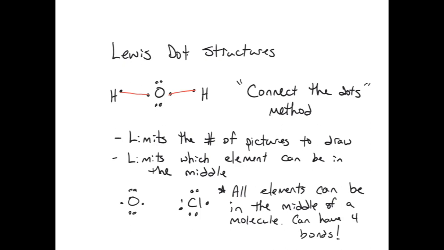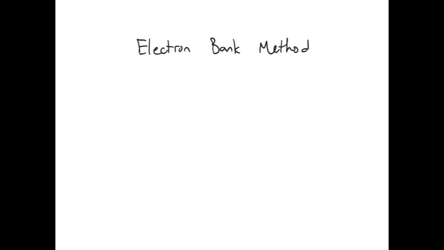So from this point forward, all elements can be in the middle of a molecule and can have up to 4 bonds. The more advanced method of drawing Lewis dot structures is what I refer to as the electron bank method. The electron bank method applies to all molecules and does not limit us to any type of molecule having a particular element in the middle. Any element can be in the middle. As long as you follow the method, you will get it correct 100% of the time.